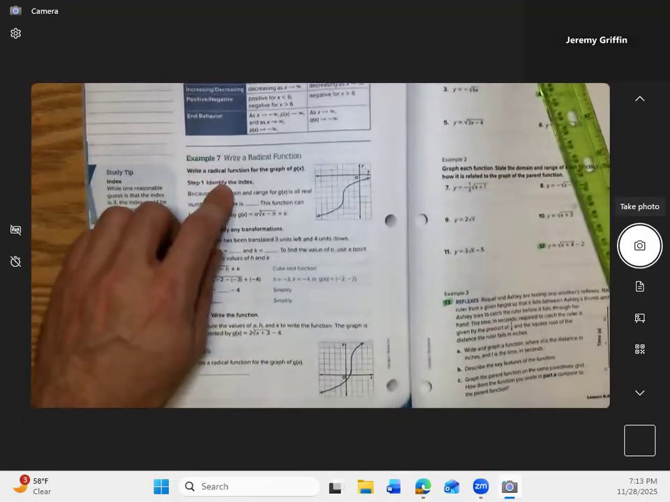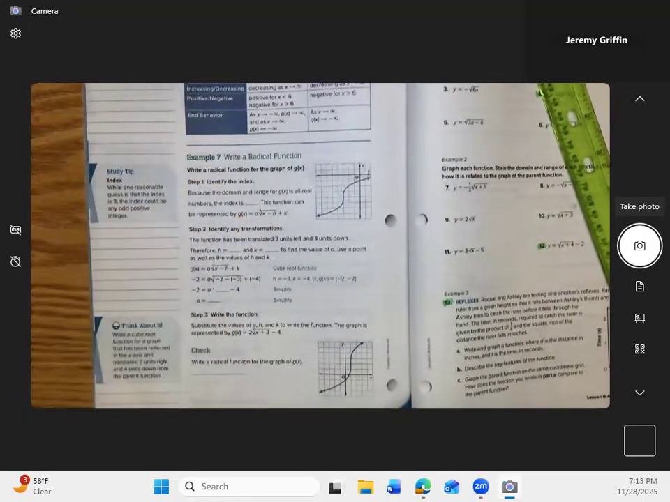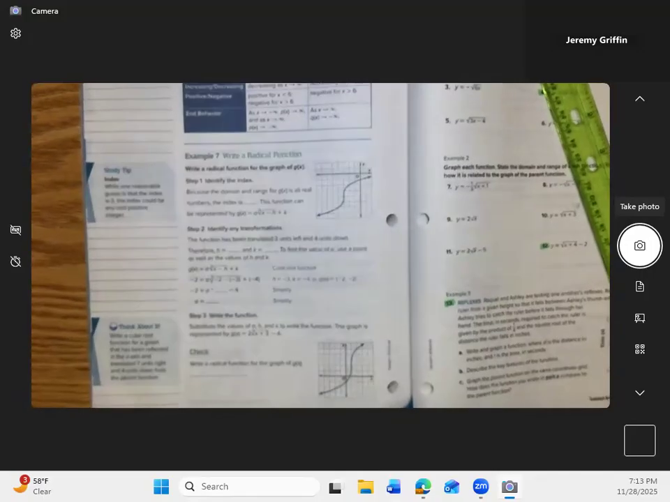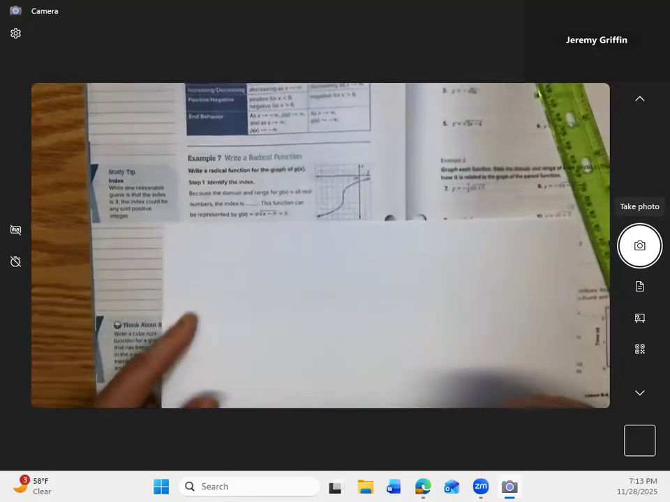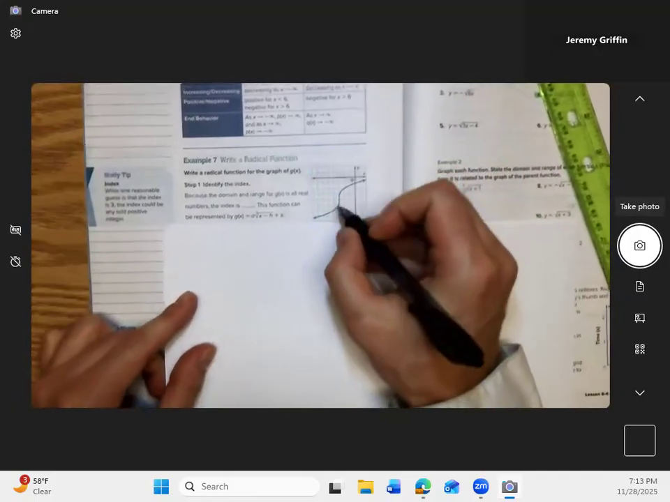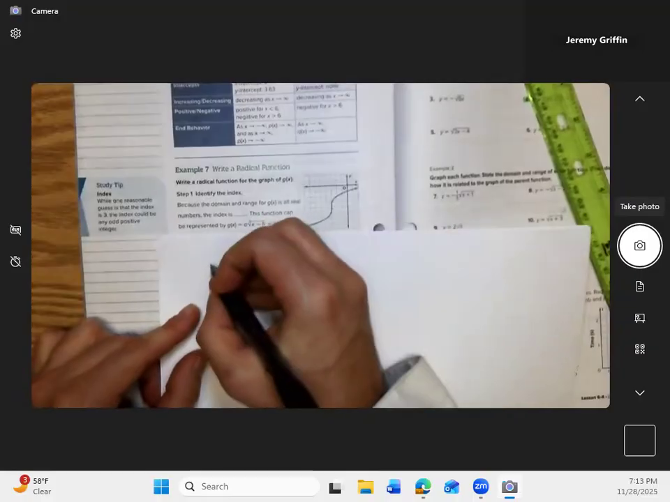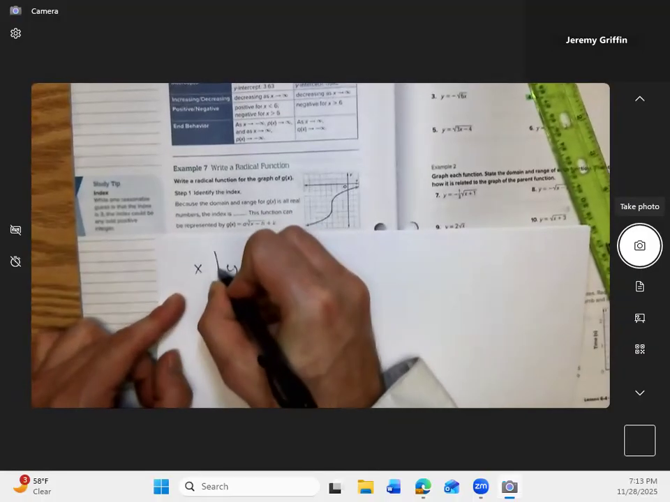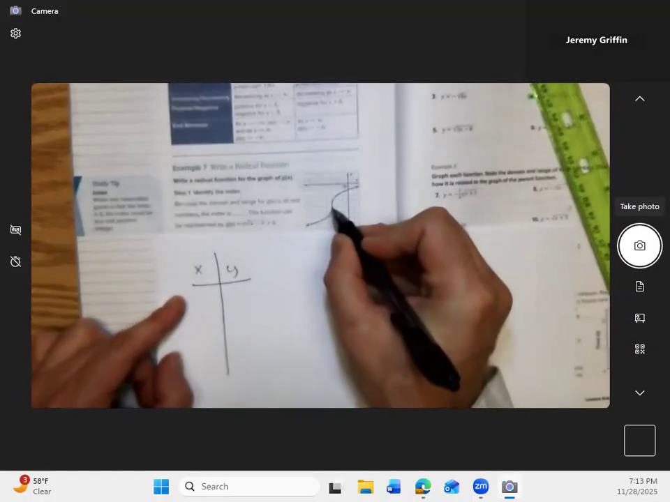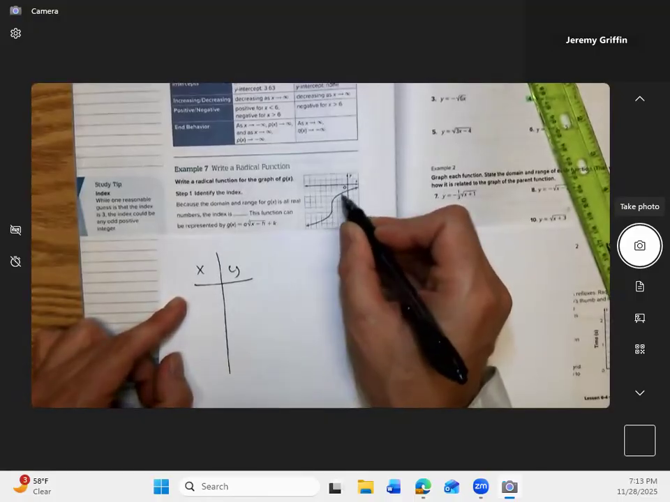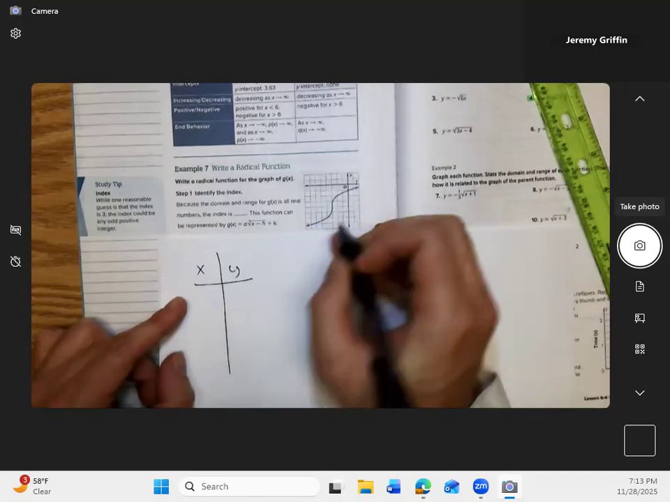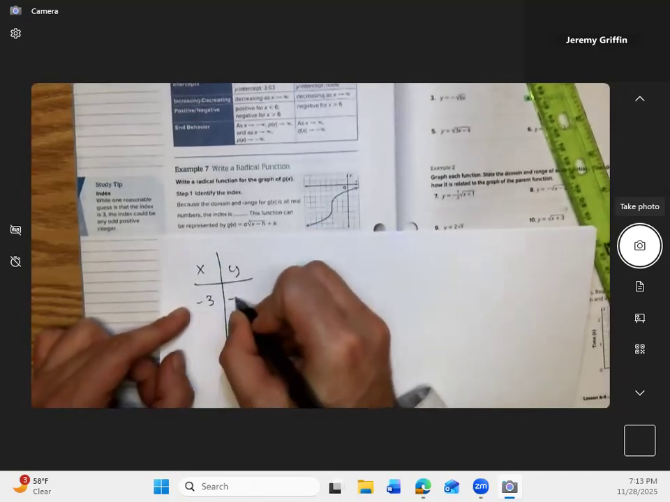Let's see. Write a radical function. Oh, okay. So what if they give you a graph and they want you to come up with what is the expression for that graph? Right. So let's see if we can piece this together. Let's get some x, y values right here. Like I do see, it looks like some kind of cube root graph. And the center point would be right here, which is at negative 3, negative 4. So the point negative 3, negative 4 is a point.